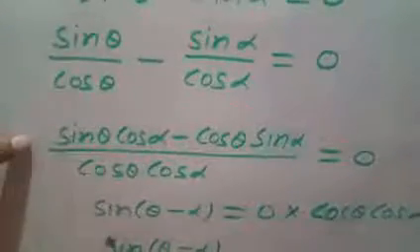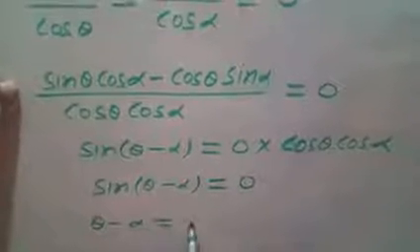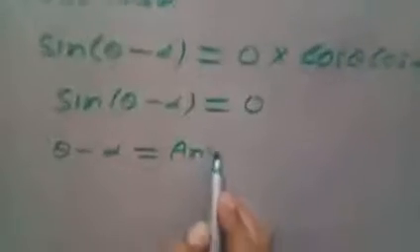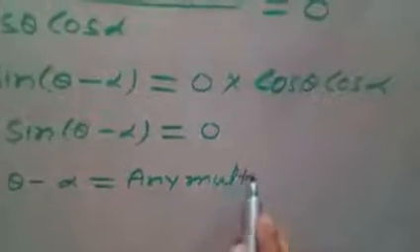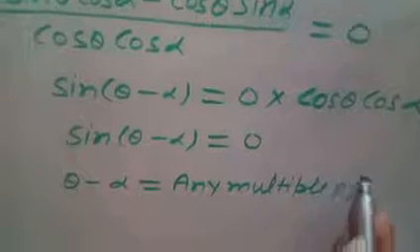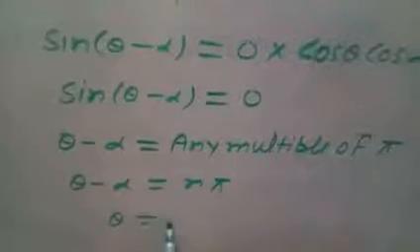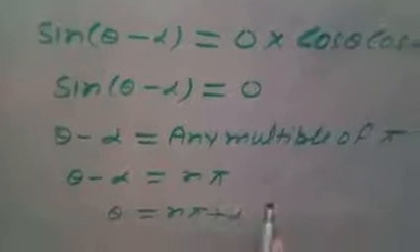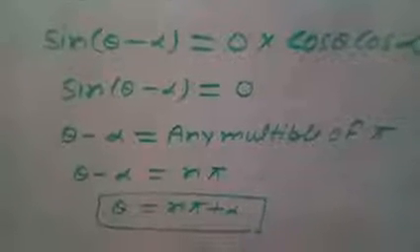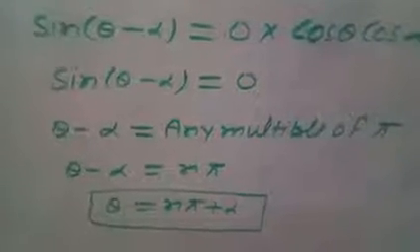Here sin A cos B minus cos A sin B is the formula of sin (A minus B). So sin (theta minus alpha) upon cos theta cos alpha is equal to 0. This is divided on this side, so on the other side it is multiplied, and this becomes 0. So sin (theta minus alpha) is equal to 0. In the very next line we can write theta minus alpha is any multiple of pi. So theta minus alpha is equal to n pi, so theta is equal to n pi plus alpha. This is the required solution for tan theta is equal to tan alpha.